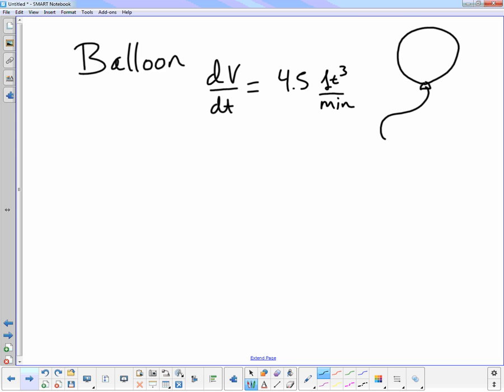So what am I doing? I'm blowing air into my balloon, and the volume is changing. You should be writing this down. Wrap your head around it while you're writing. Find the rate of change of the radius when the radius is 2 feet. Listen to that sentence, because you're going to have to be able to take apart this word problem. Find the rate of change of the radius. So what am I really looking for? dr/dt, when the radius is 2 feet.